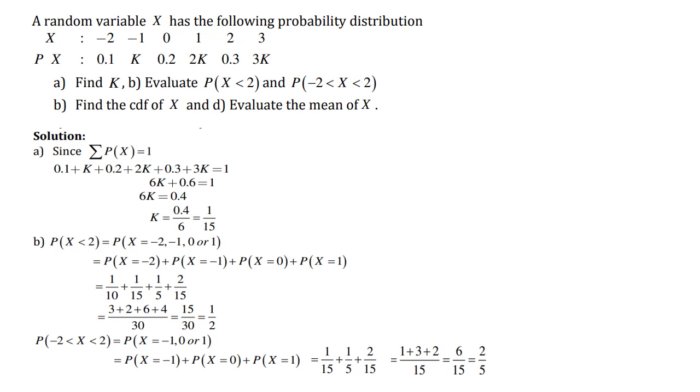They have asked us to find p of x less than 2. So p of x less than 2 is nothing but p of x equal to -2, -1, 0 or 1 in the given table. By applying the values, we get the answer as 1 by 2. Next, they have asked us to find p of -2 less than x less than 2. For this, it is p of x equal to -1, 0 or 1. By applying the values, we get the answer as 2 by 5.